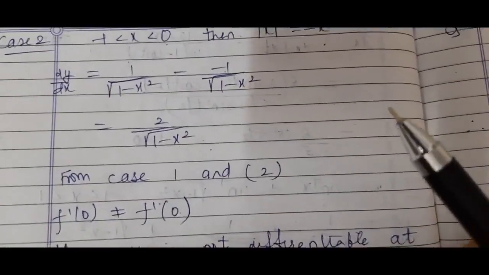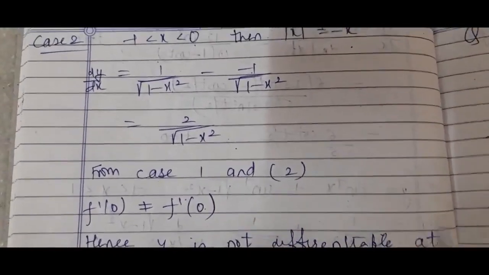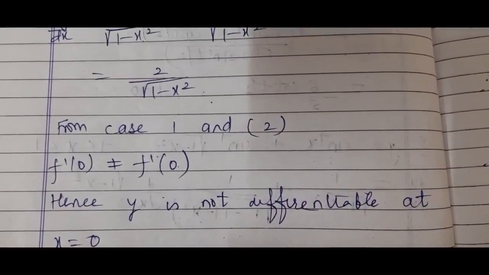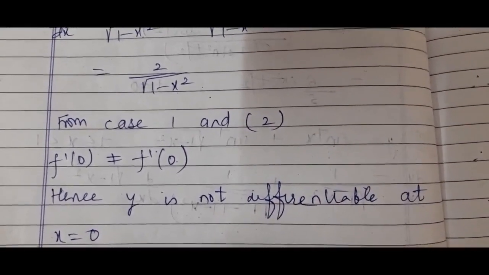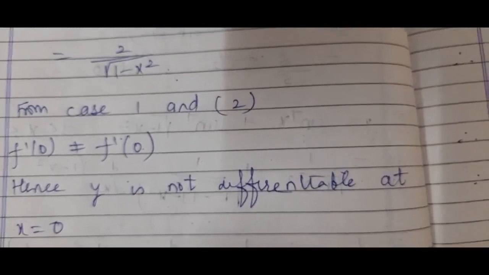So from case 1 and 2, f dash of 0 is not equal to f dash of 0. Hence y is not differentiable at x equal to 0. Similarly, f dash at minus 1 and f dash at 1 does not exist. Therefore, y is not differentiable at x equal to plus or minus 1.